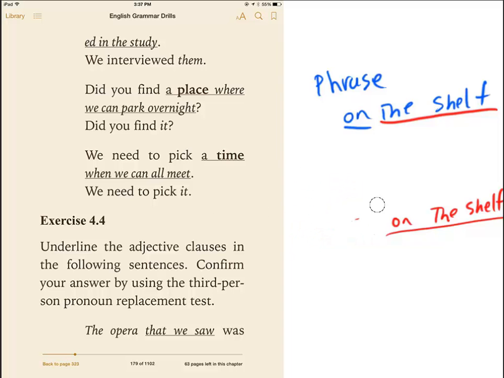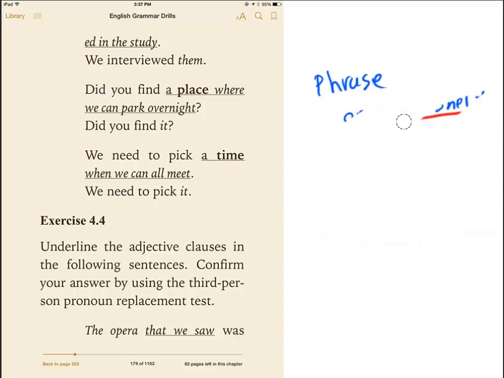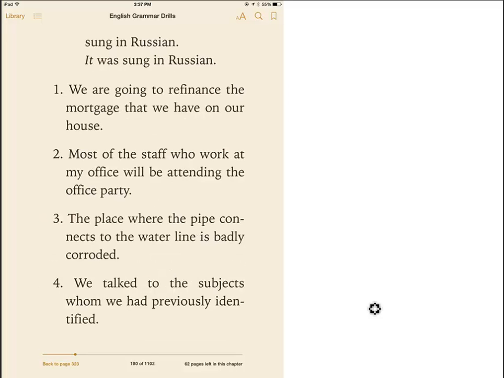Your exercise 4.4, you're going to do the same thing that you did earlier with phrases. You're going to go ahead, and it says underline the adjective clauses in the following sentences. Confirm your answer by using the third person pronoun replacement test. We are going to refinance the mortgage that we have on our house. We are going to refinance it. Okay, that we have on our house. Okay, you can see that.